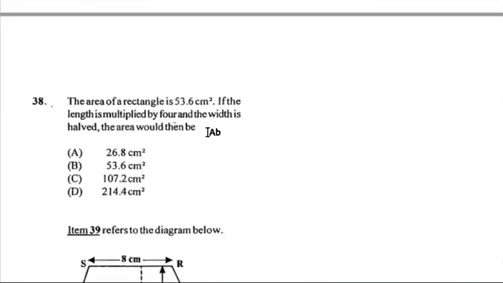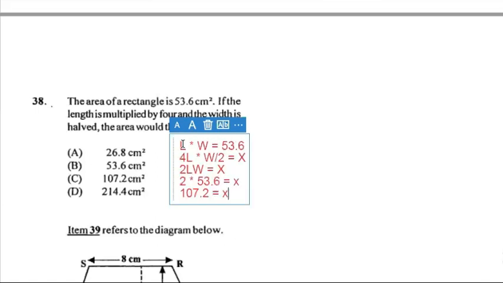38. The area of a rectangle is 53.6. If the length is multiplied by 4 and the width is halved, the area would then be... So this was worked on the 2013, 2005, and 2007 paper. The 2013 has 2 different ways, so you can check the description below for the links to these different papers. But one of the ways is: length multiplied by width gives us 53.6, and the question stated that the length is multiplied by 4, so it's 4 times length, and the width is halved, so it is multiplied by width divided by 2, and that is equal to x, which is the new area that we're looking for.